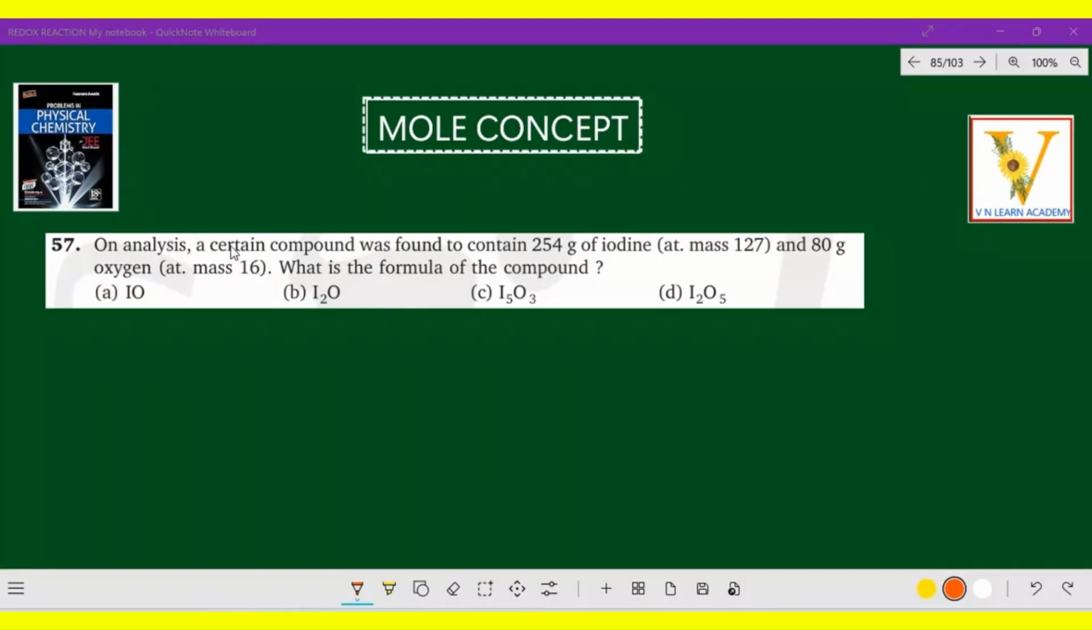The next question: on analysis, a certain compound was found to contain 254 gram of iodine, atomic mass 127, and 80 gram of oxygen, atomic mass 16. What is the formula of the compound? See, this is very simple. Here also we have to identify the formula. They have given the mass and atomic mass, so easily we can identify the number of moles, and through that we can identify the formula. Now here, number of moles of iodine and oxygen.